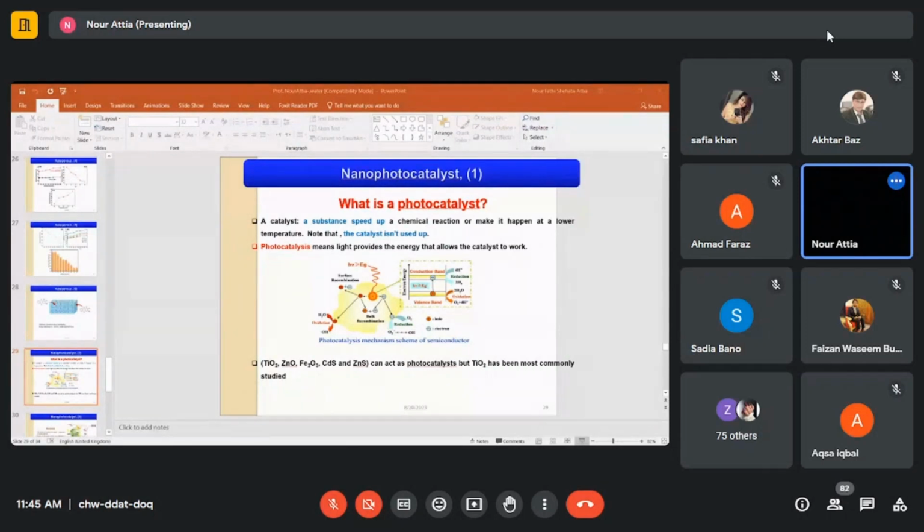What happens? What is the catalyst actually? The catalyst is something to accelerate the reactions. But photocatalyst means the catalyst will work based on the photon. So what is the issue? You need a semiconductor material like titanium dioxide, zinc oxide, iron oxide, cadmium sulfide, zinc sulfide. These are the main photocatalysts. The idea is the light comes, and in semiconductors there is a valence band and a conduction band.